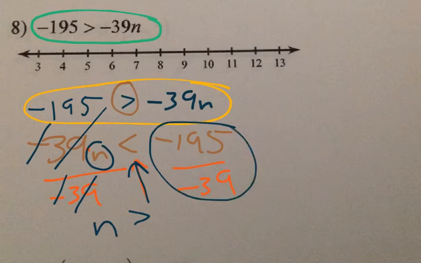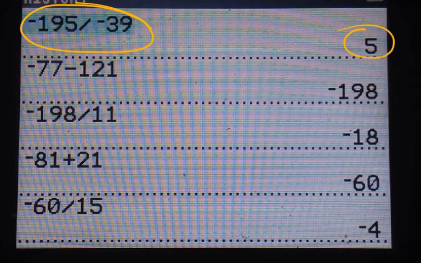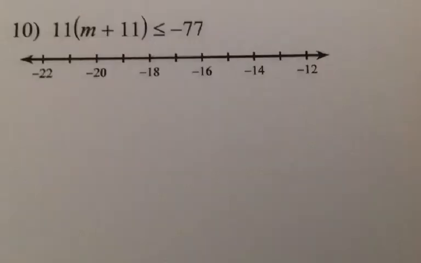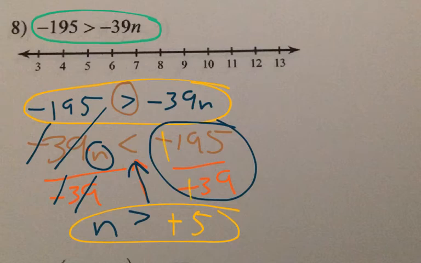And then what about this right here? Those are big numbers, so what we're going to do is use our calculators, right? As you can see right up here, guys, I did negative 195 divided by negative 39 and I got 5. Use your calculators, guys. And so now I know n is greater than 5, because negative divided by negative is positive, right? And so how do I graph that?